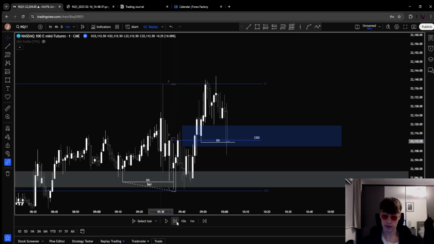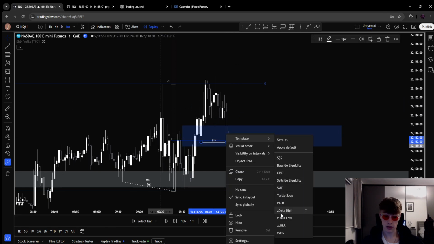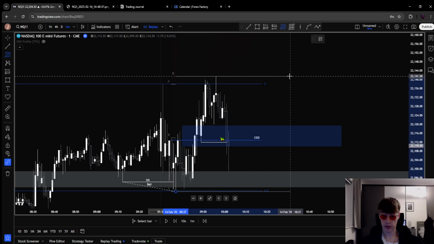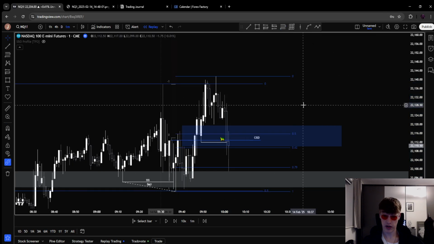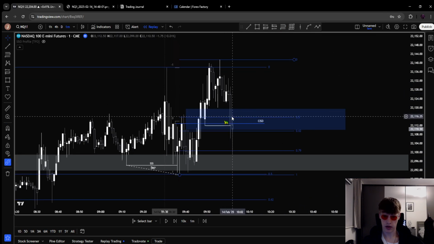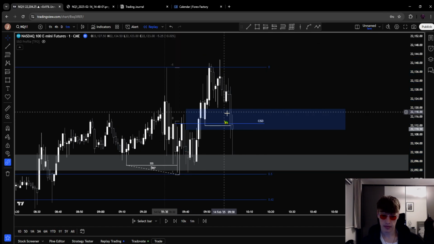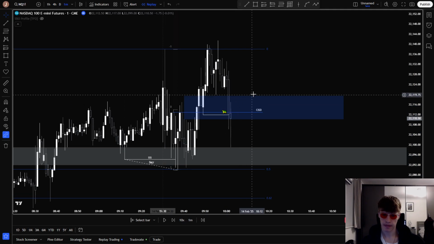10 a.m. opens. Boom. Instantly take this low. This becomes our turtle soup. Draw on our fib from the previous range. As you can see, we're in equilibrium. We tap OTE to the tick, ladies and gentlemen, to the tick. Tap OTE. Tap the 5 minute change in the state and this 5 minute gap.